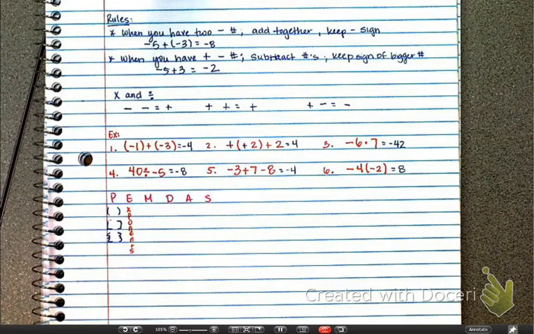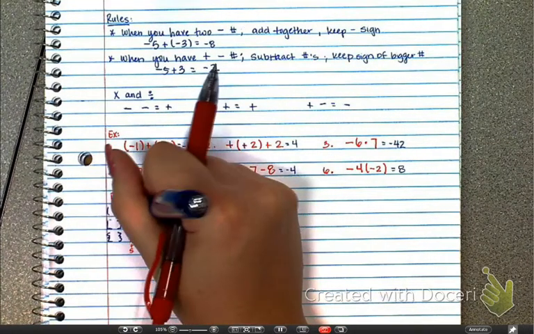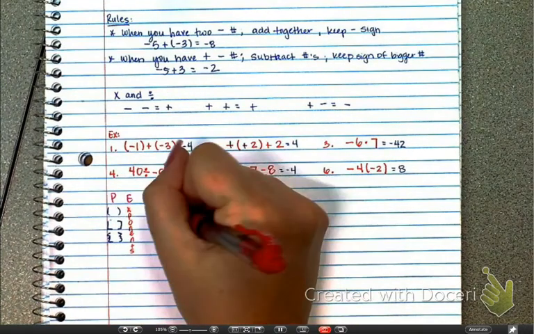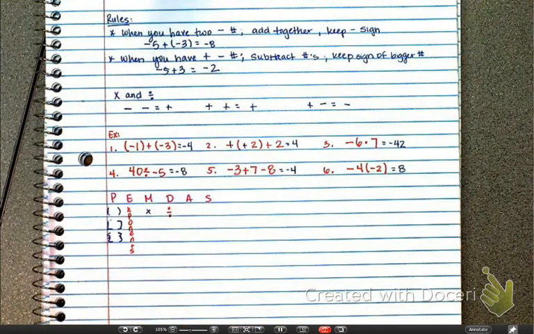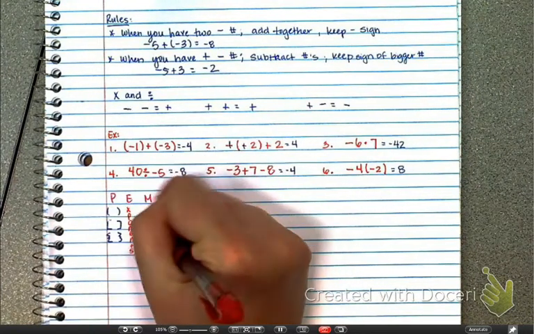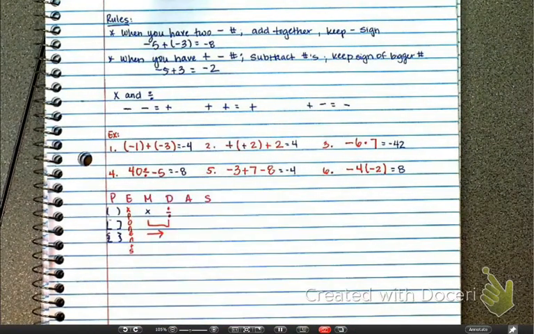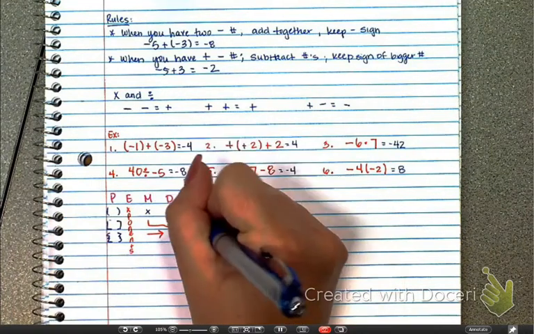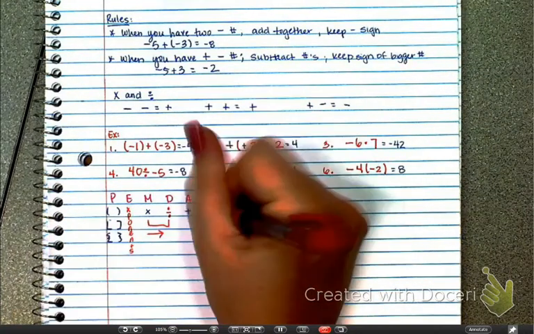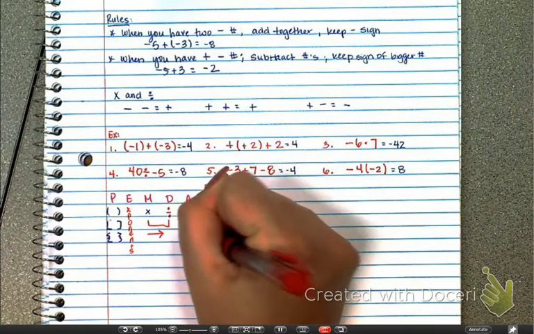What does M stand for? Multiplication. Okay, we know that. And D stands for division. The issue is a lot of people think it's always multiplication first and then division, and that's not true. You always work from left to right with these two. Multiplication and division are equal to each other. So if division comes before multiplication, then you do the division first. Same with your addition and subtraction. You always work from left to right.